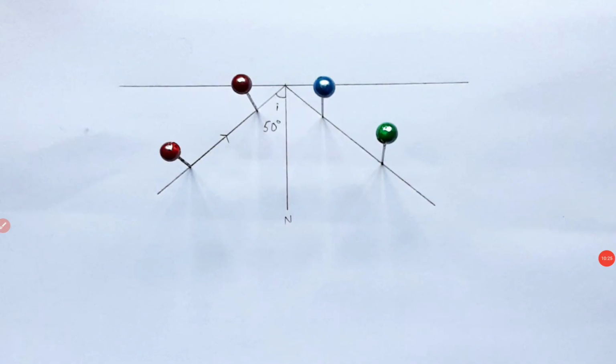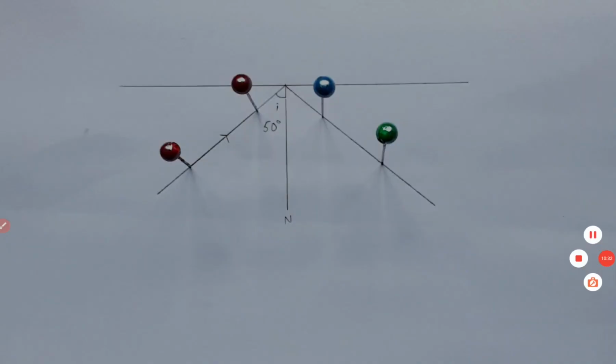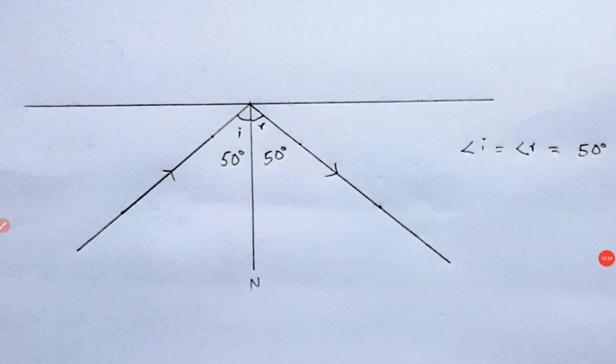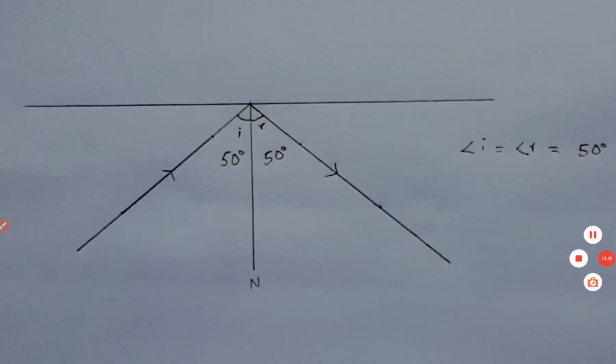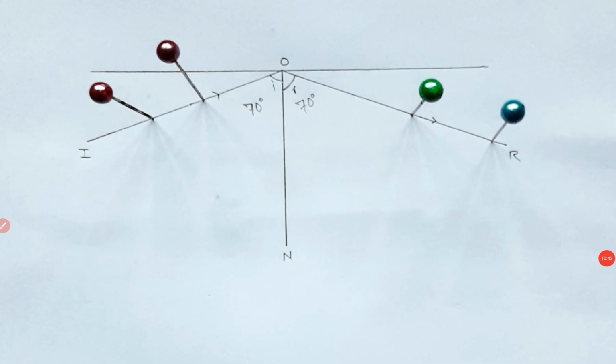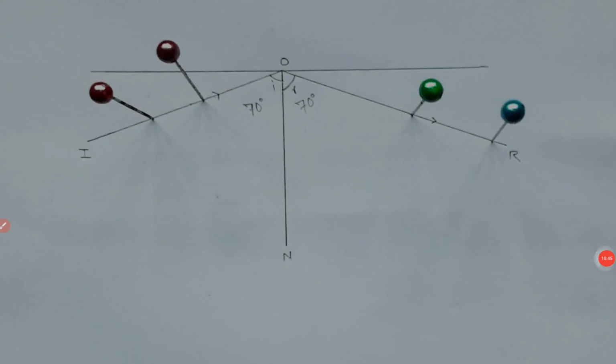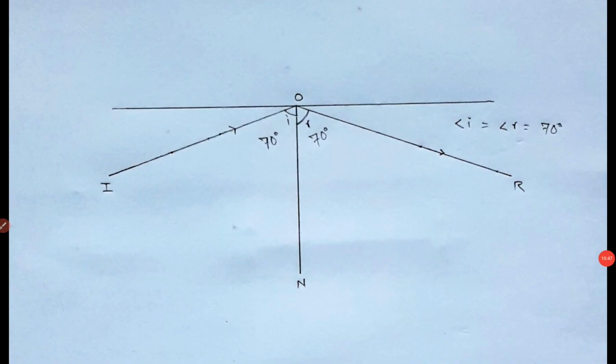Similarly, the same experiment was done for 50 degrees also. Here also we are getting angle of incidence equal to angle of reflection, which is 50 degrees. And similarly we had done it for 70 degrees also, for which the law of reflection was verified, that is angle of incidence is equal to the angle of reflection, which is 70 degrees. So I hope you have understood.